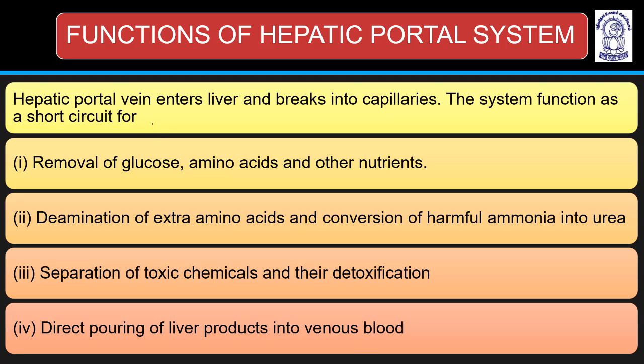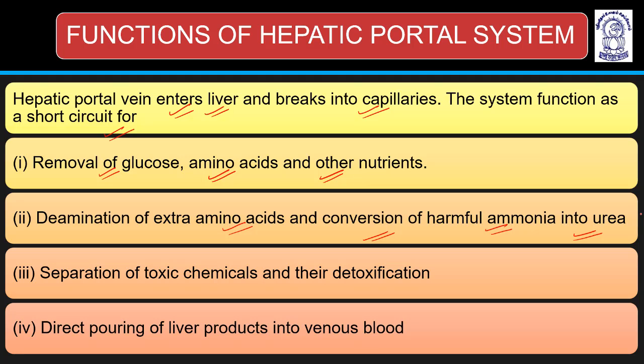functions of the hepatic portal system. The hepatic portal vein enters the liver and breaks into capillaries. The system functions as a short circuit for removal of glucose, amino acids, and other nutrients. Deamination of extra amino acids and conversion of harmful ammonia into urea is a very important function of this hepatic portal system.